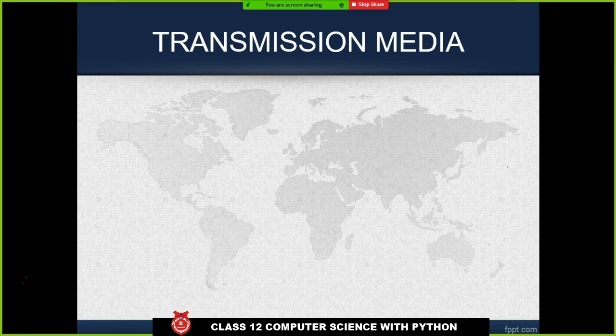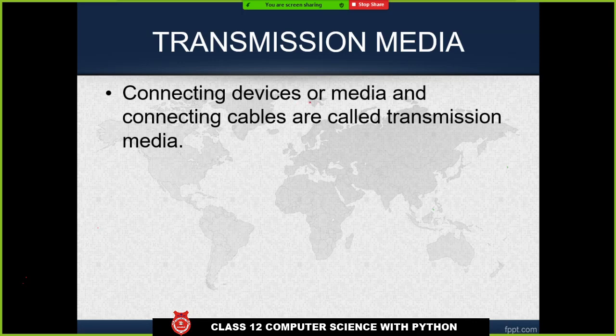We are going to learn transmission media now. All right. In computer network, there are different types of transmission media. There are different materials for transporting the data or transporting the files. Okay, those are known as transmission media. Connecting devices or media or connecting cables are known as transmission media. So we can call it as cable also. But not only cable, let us learn what are the transmission media.